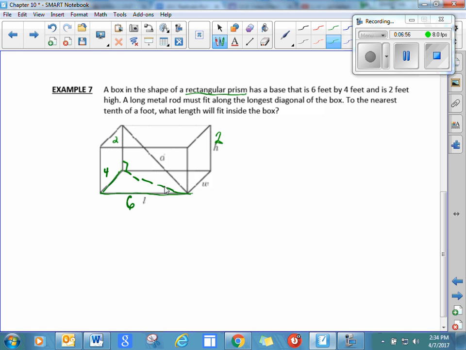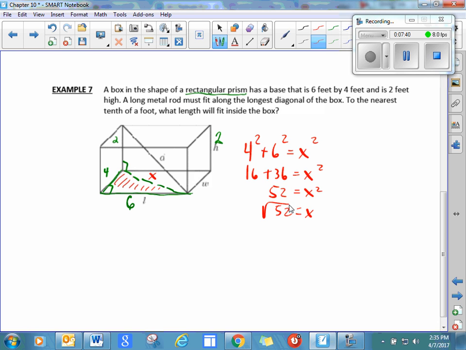We can find that by using the fact that this is also a right angle. And we have this guy right here who's a right triangle, and we have his 2 sides, his 2 legs. So the first thing we're going to do is find the length of the green dotted line. I'm going to call that x. So 4 squared plus 6 squared is equal to x squared. That's 16 plus 36 is equal to x squared, which is 52 is equal to x squared, or x is going to equal radical 52.